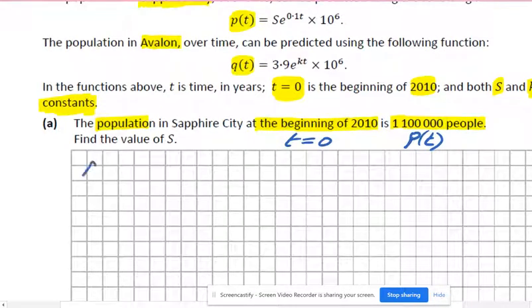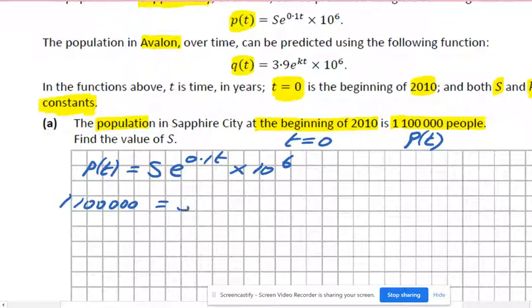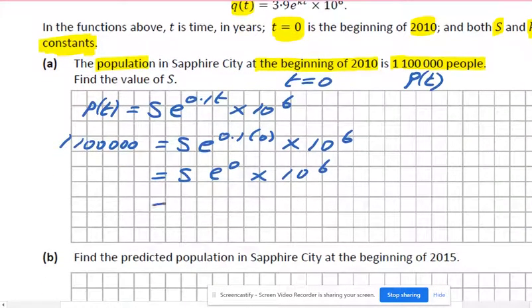So bring down our equation. P(t) is equal to s times e to the power of 0.1t, times 10 to the power of 6. And we can fit in both of those values now. So P(t) is 1,100,000 and equals s times e to the power of 0.1 times 0, times 10 to the power of 6. And that's s times e to the power of 0 times 10 to the power of 6. And of course, anything to the power of 0 is 1. So that's s times 1 times, and 10 to the power of 6 is 1 million.